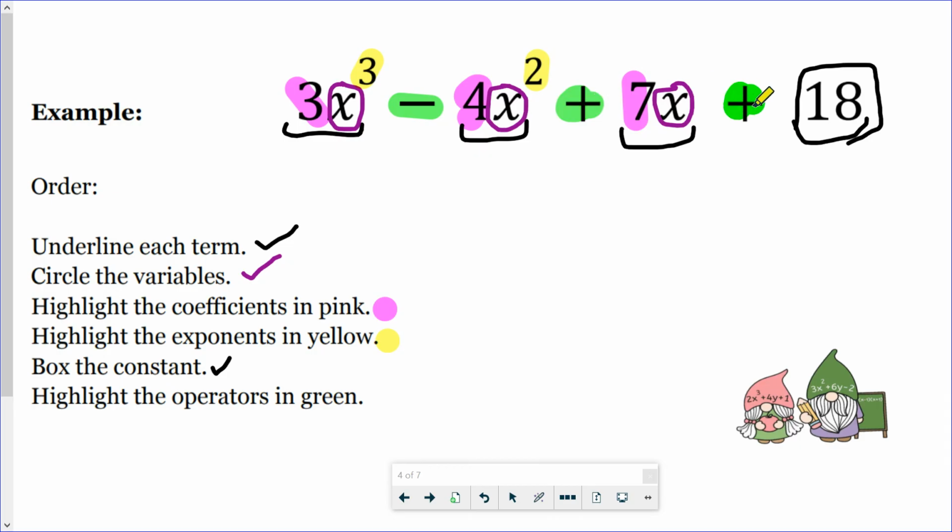Okay. So hopefully your paper looks something like this. Pause the video if you need some time to write it down. Okay. Identifying those different pieces.